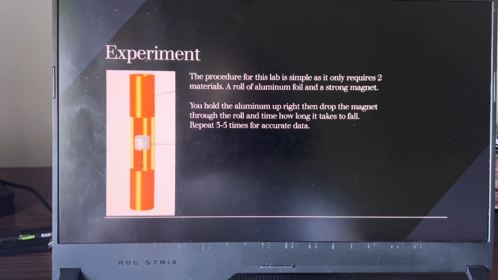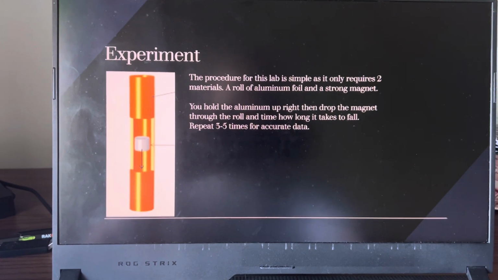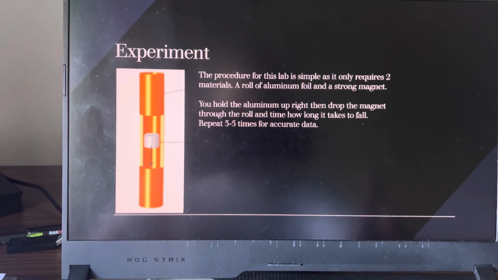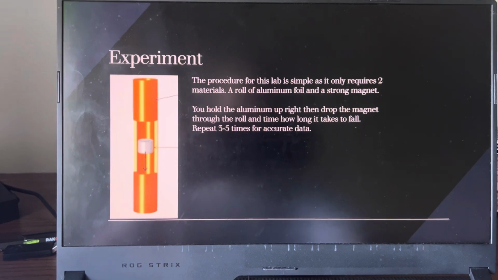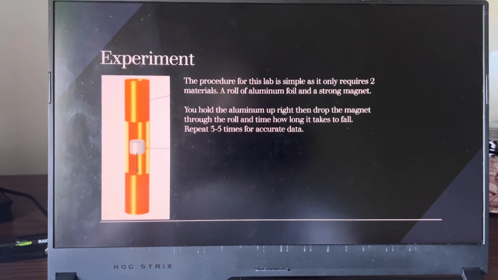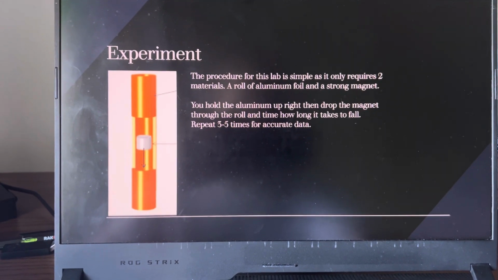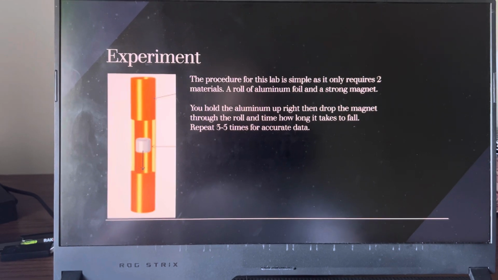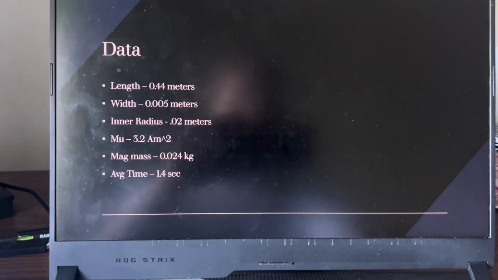First, you hold the aluminum upright with the hole facing towards the ceiling. Then, you drop the magnet through the roll and time how long it takes to fall. You repeat this 3 to 5 times for a more accurate data sampling.